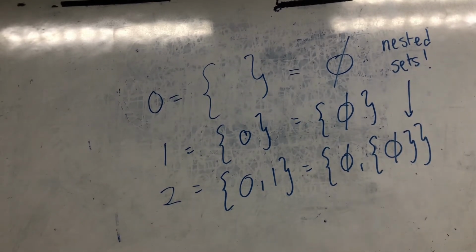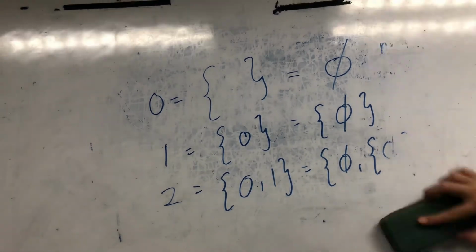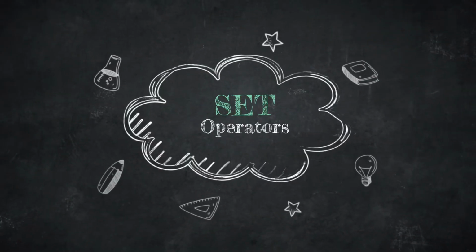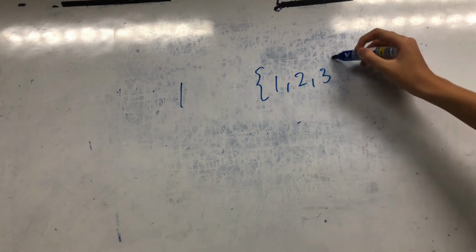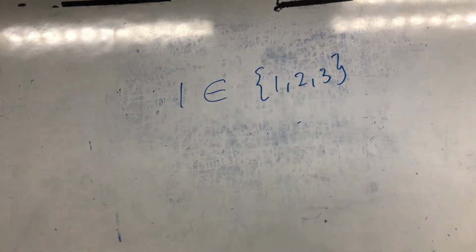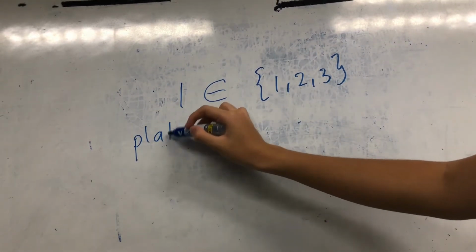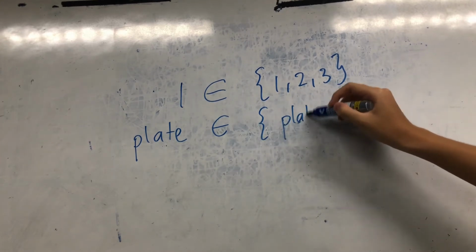Okay, so far we've covered what sets are and what they can do, but there's more we can do when there are multiple sets. Set operators. When an element is a member of a particular set, we usually use this symbol, which looks somewhat like an E. For example, you can say that one particular plate is a member of a set of plates.